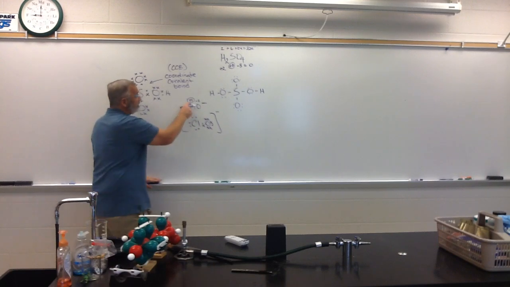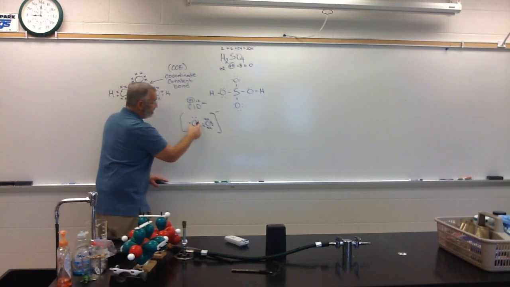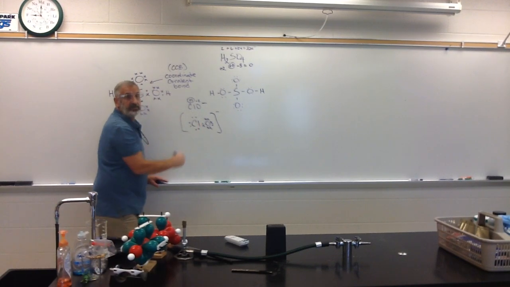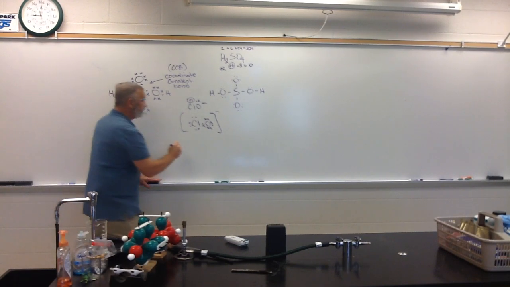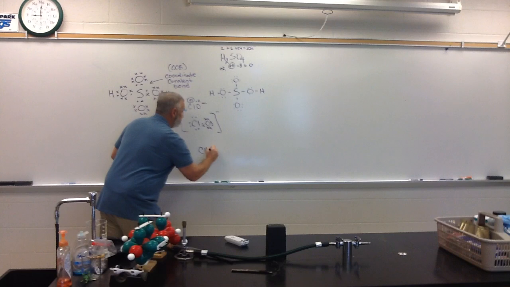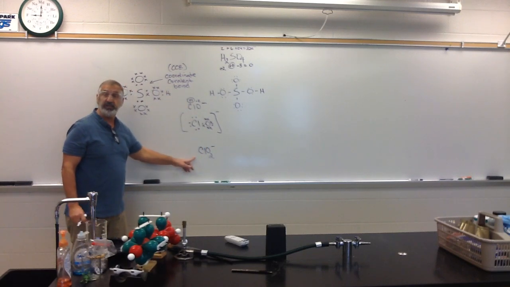But so that +1, what does that +1 mean? It means it's got 1 electron involved in bonding. Okay? But it can also form ClO2-. That's the hypochlorite ion. This is the chlorite ion.